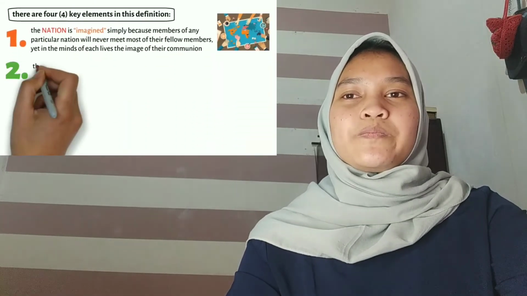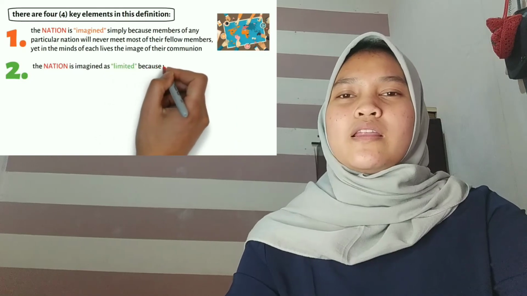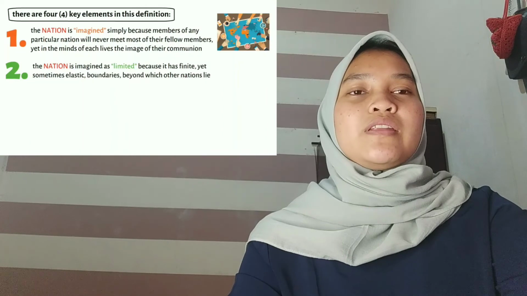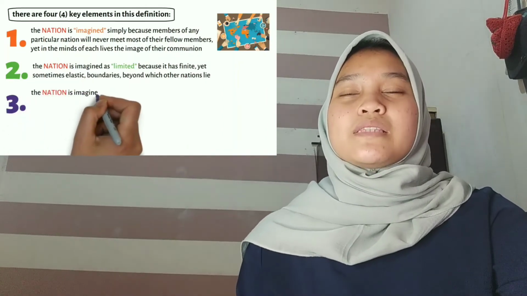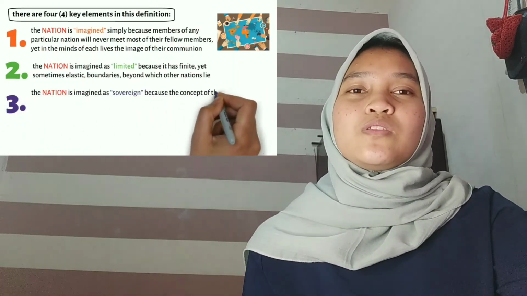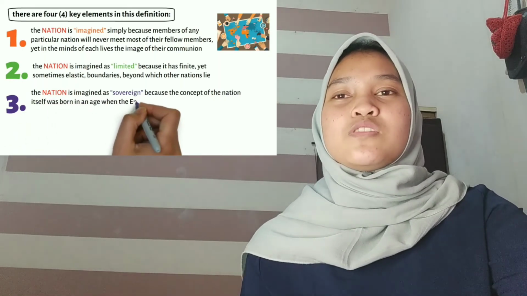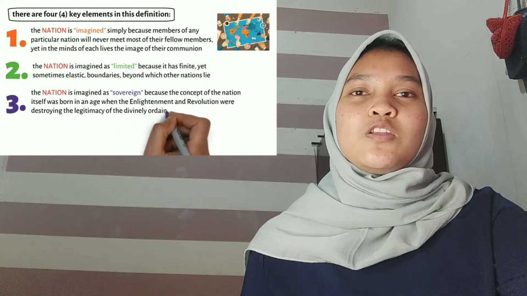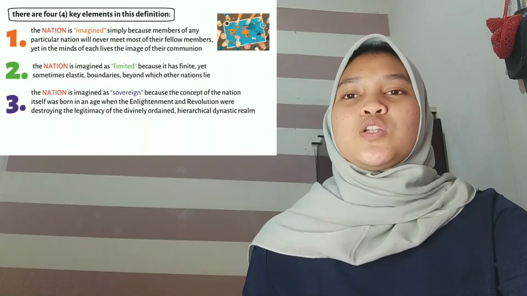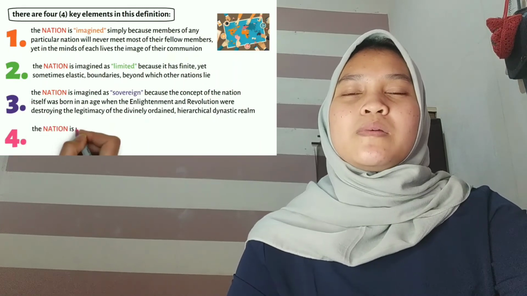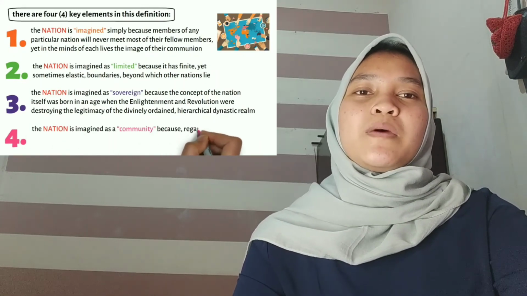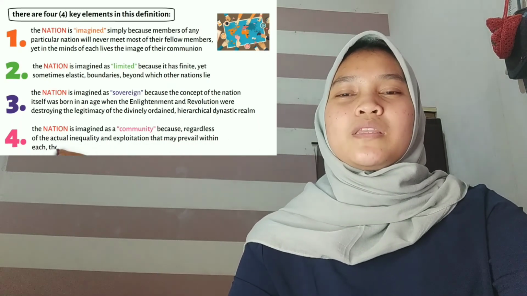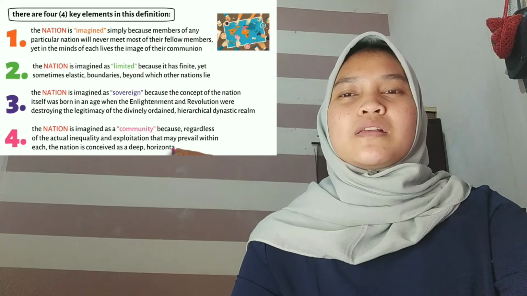Second, the nation is imagined as limited because it has finite, yet sometimes elastic, boundaries, beyond which other nations lie. Third, the nation is imagined as sovereign because the concept of the nation itself was born in an age when the Enlightenment and Revolution were destroying the legitimacy of the divinely ordained, hierarchical dynastic realm. Finally, the nation is imagined as a community because, regardless of the actual inequality and exploitation that may prevail within each, the nation is conceived as a deep, horizontal comradeship.